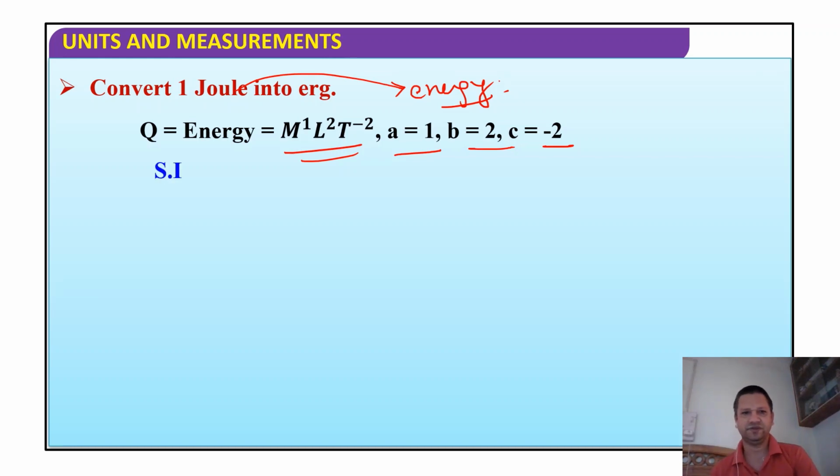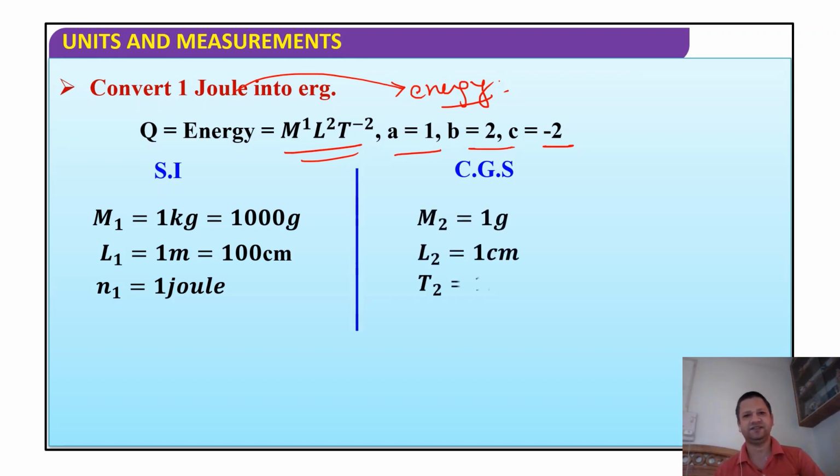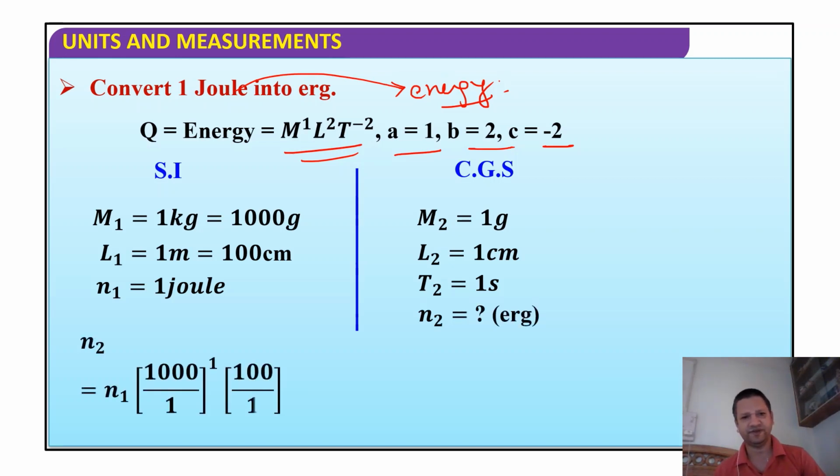So in the SI system, mass is in kilogram, length is in meter, time is in second, and n1 is 1. In the CGS system, mass is in gram, length is in centimeter, time is in second, and n2 is unknown to us. So use that formula: n2 is equal to n1 times m1 upon m2, L1 upon L2, T1 upon T2. Now these are the powers, 3 and squared, it becomes 4. So ultimately multiply by 1.